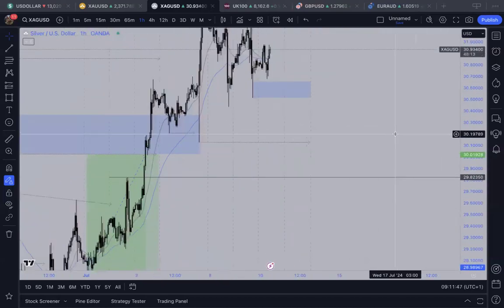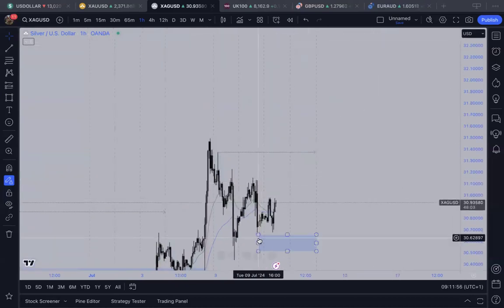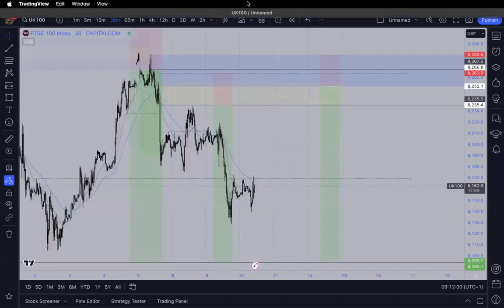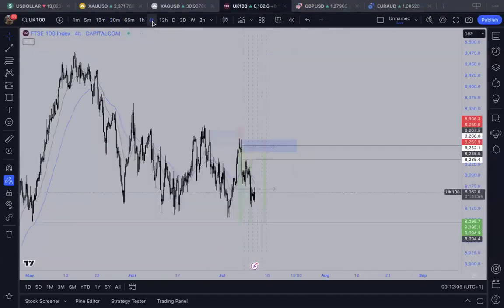So now again, I want to be waiting to see if we're going to be pulling back down into these zones, raiding this low and coming into here a bit more, or if we're just going to push up higher. So that's silver. UK 100.